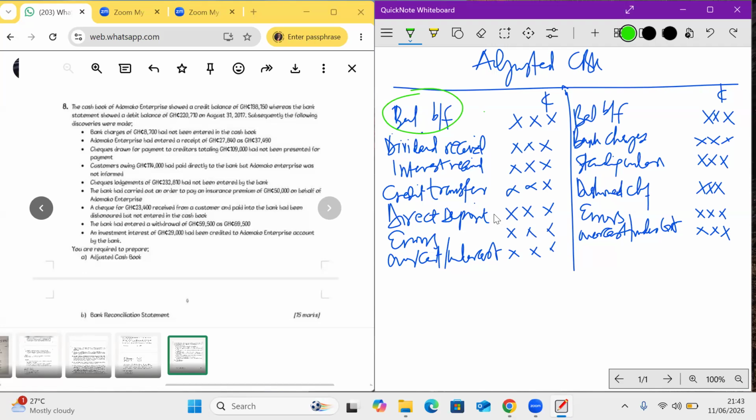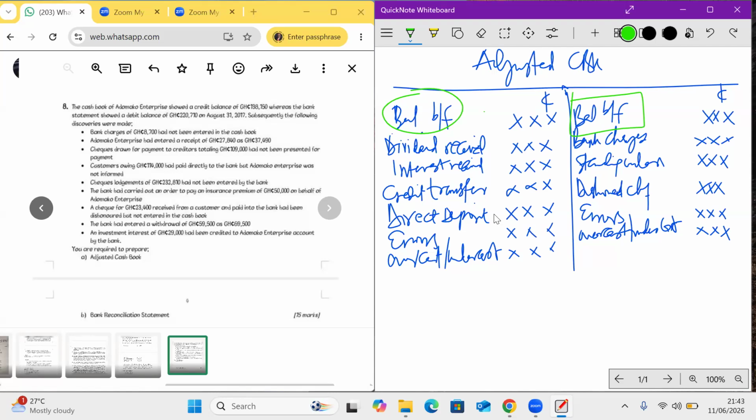On the other side, the credit. If in the original cash book, the balance brought down happened to be on the credit side, when you are opening the adjusted cash book, you also bring the balance brought down forward here on the credit side of the cash book. Are we good? Yeah. It will always be one side. It's either the left or the right, debit or credit.